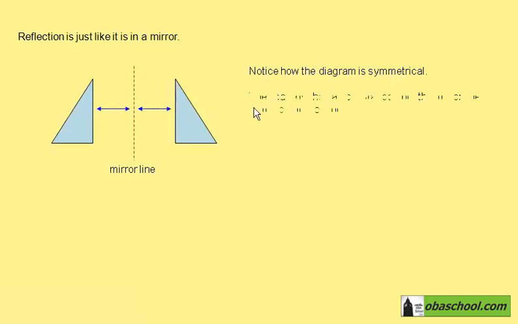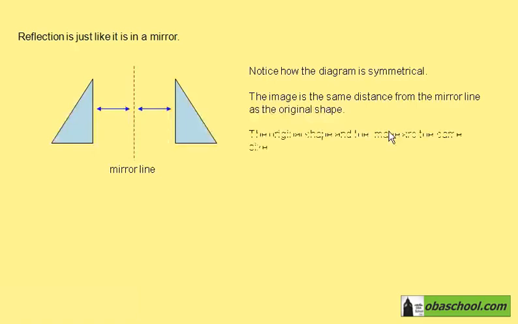If we look at this, we can see the image, which was this triangle, is the same distance from the mirror line as the original shape. The original shape and the image are the same size.